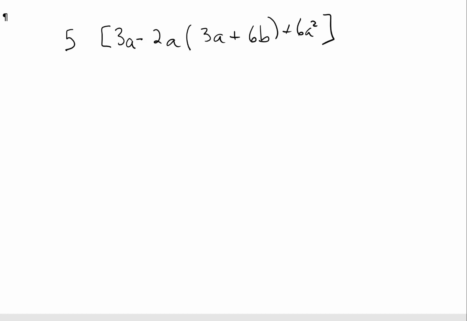So now we're going to look at a little more complicated problem that has two different statements, one with parentheses, one in brackets. So we have to work in the innermost statement, the 3a plus the 6b. But we can't combine that. So we are now going to have to distribute the negative 2a into this parentheses. But everything else will stay the same. So I'll have the 5, the 3a, but now I'm going to distribute the negative 2a inside the parenthesis.